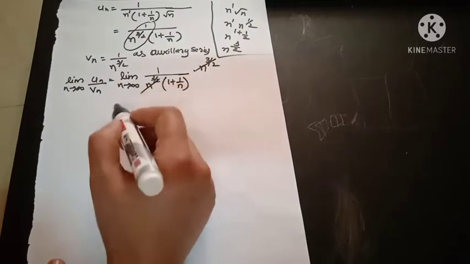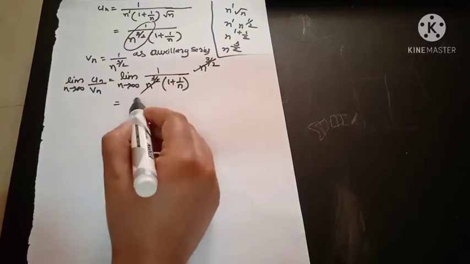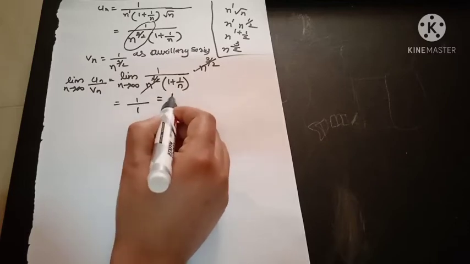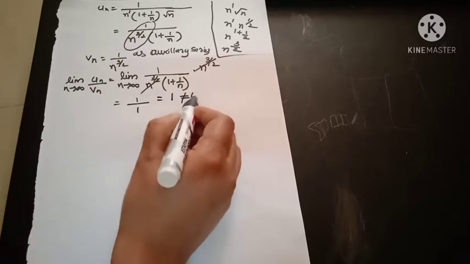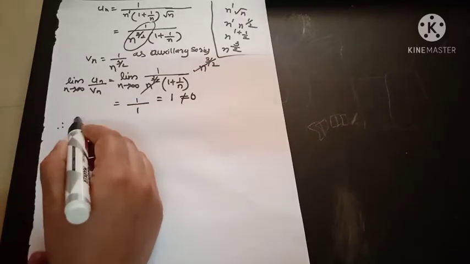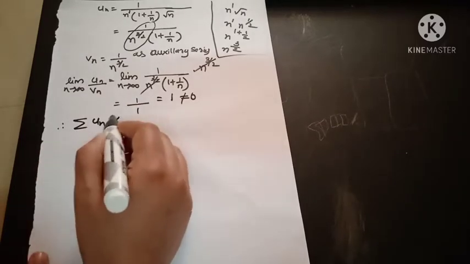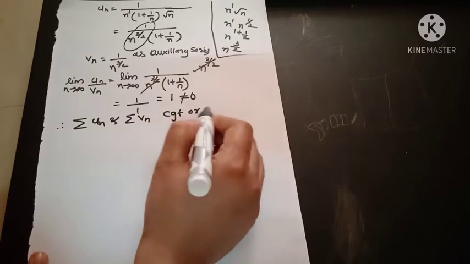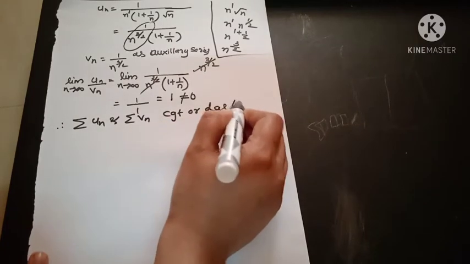So n to the power of 3 by 2 cancels. Applying the limit, we will get 1 plus 0, which is 1. So this value is 1. Clearly it is not equal to 0. Therefore both series un and series vn converge or diverge together.